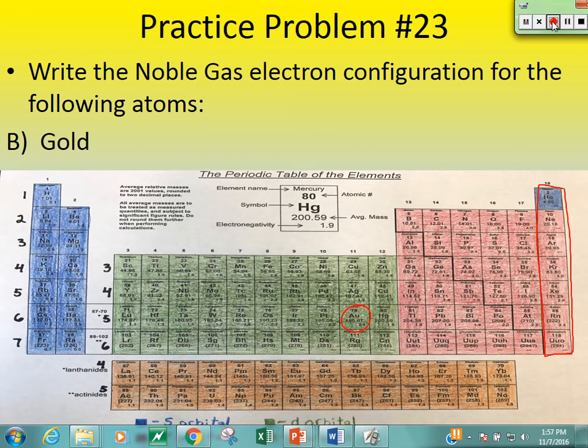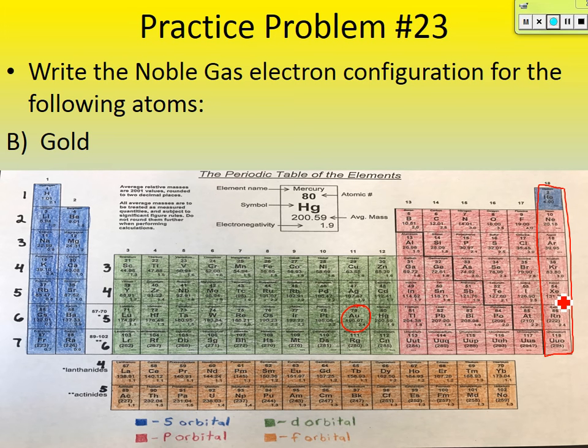All right, guys, let's go over the answer. What's the preceding noble gas to gold? Well, if it's 79, what's the noble gas below 79? 54 is. What about Rn, which is 86? Would that work? Nope. It must be xenon. So we're going to put Xe in brackets. Is that right, guys? Okay.